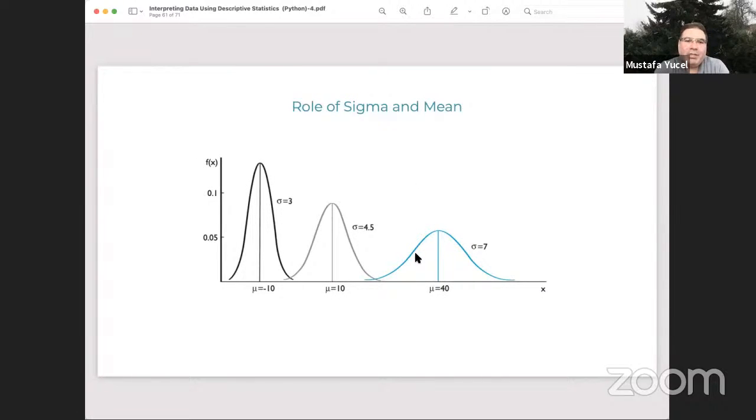Roles of sigma and mean. Here we see the average values. This is 40 and then 10 and -10. These are okay, but when we look at the standard deviation, if standard deviation in this case is smaller, then that means all data points are clustered around the mean. When it becomes bigger, the data starts spreading from the mean. When it's bigger, you can find data points really far from the average in the positive or the negative directions.